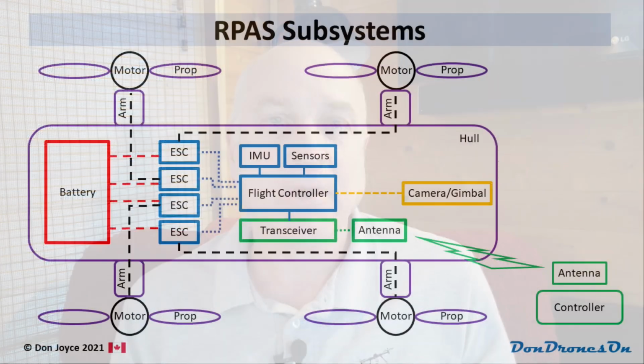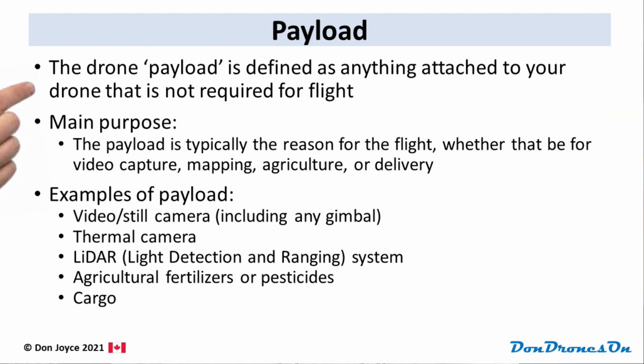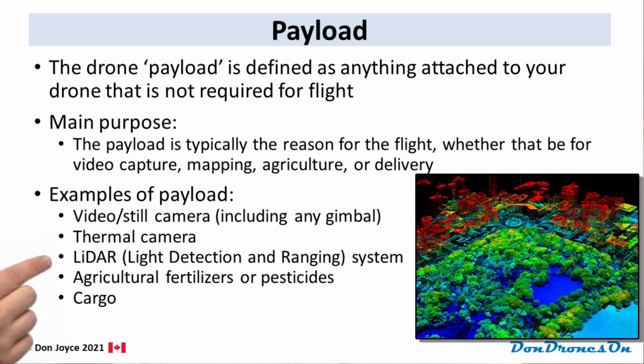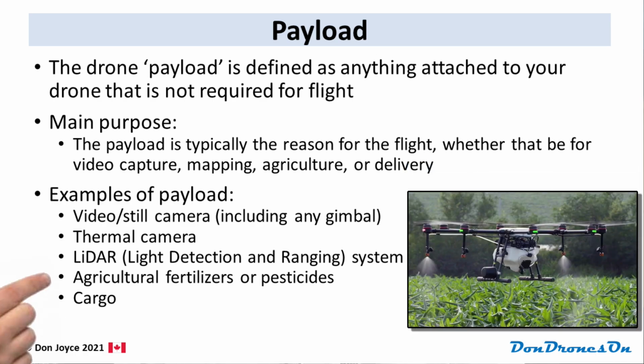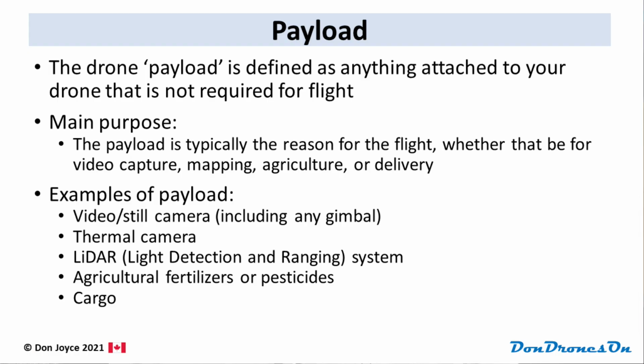The last item on our strange drone diagram is the camera, or more generically, the payload. The payload is defined as anything that is attached to your drone that is not required for flight. So any cameras, other than cameras used for obstacle avoidance, thermal sensors, laser mapping devices like LiDAR, agricultural sprayers or cargo would be considered payload. The weight of any payload at takeoff time is included when determining the kind of flight, for example, above or below the 250 gram threshold.